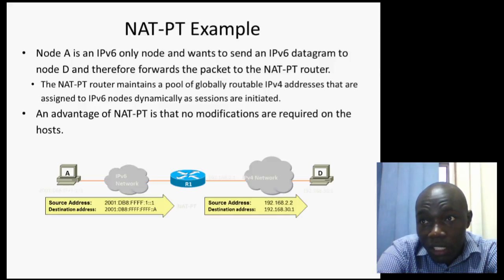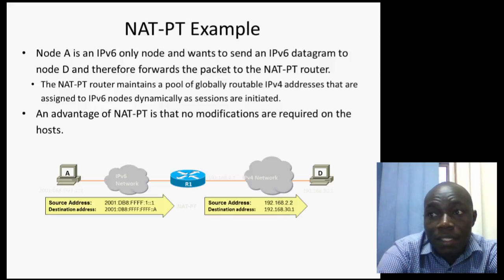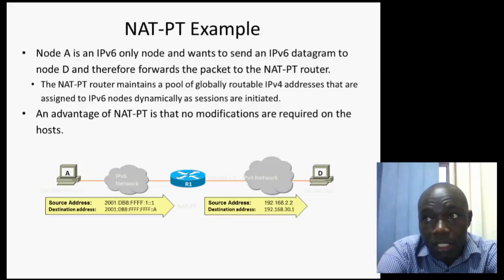The NAT-PT router maintains a pool of globally routable IP version 4 addresses that are assigned to IP version 6 nodes dynamically as sessions are initiated. The advantage of NAT-PT is that there are no modifications that are required on the hosts. So the translation takes place on the NAT-PT router for this case.